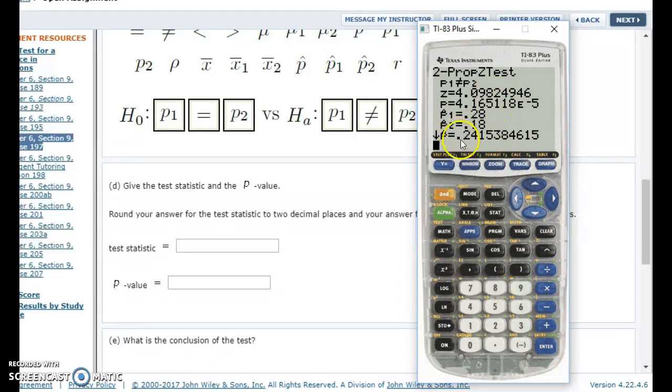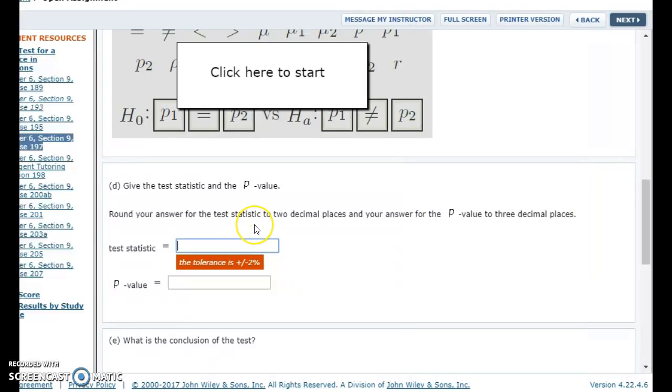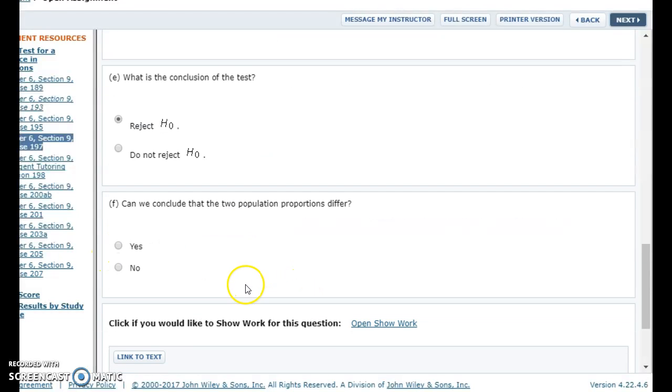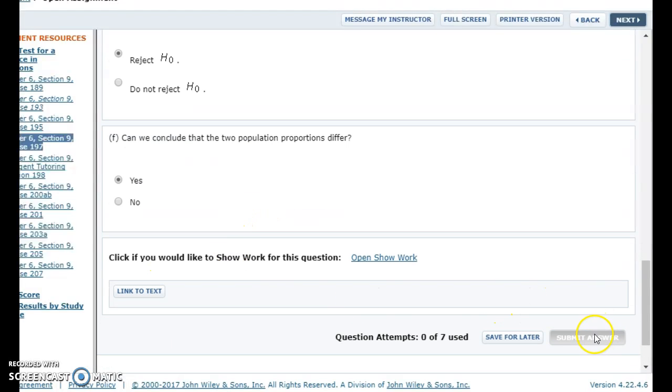And you notice here's the pooled. P hat is the pooled proportion. And here's a Z, 4.10, and the p-value is 0. The conclusion of this test, I would definitely reject the null hypothesis. And yes, I can conclude that those are different.